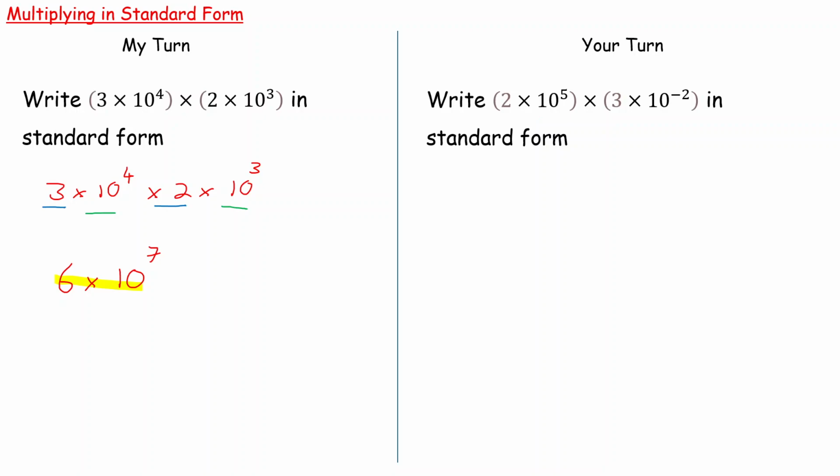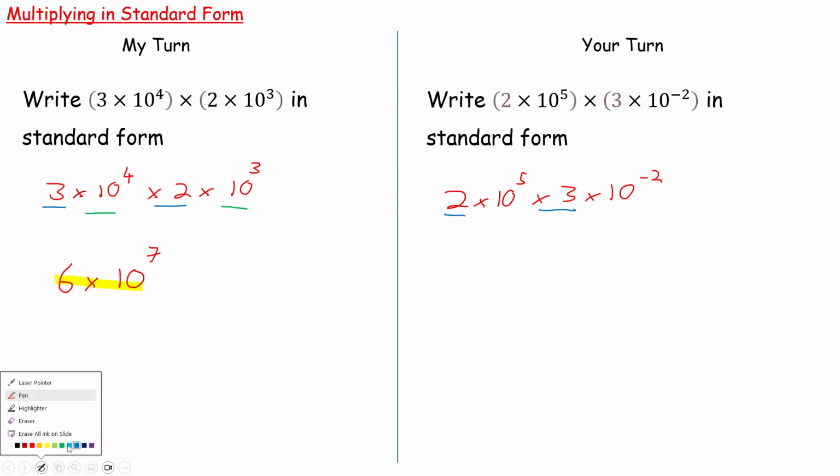So again, when you first do this, I would just rewrite this without the brackets, just to write it as 2 times 10 to the power of 5, and we're timesing it by 3 times 10 to the power of negative 2. And then like before, you've got number parts, so you've got the 2 timesing it by the 3, and you've got the 10 to the 5, you're timesing it by 10 to the negative 2. Okay, so kind of like collecting like terms. We're not collecting them, we're just evaluating them together. So we're doing 2 times 3, which is equal to 6.